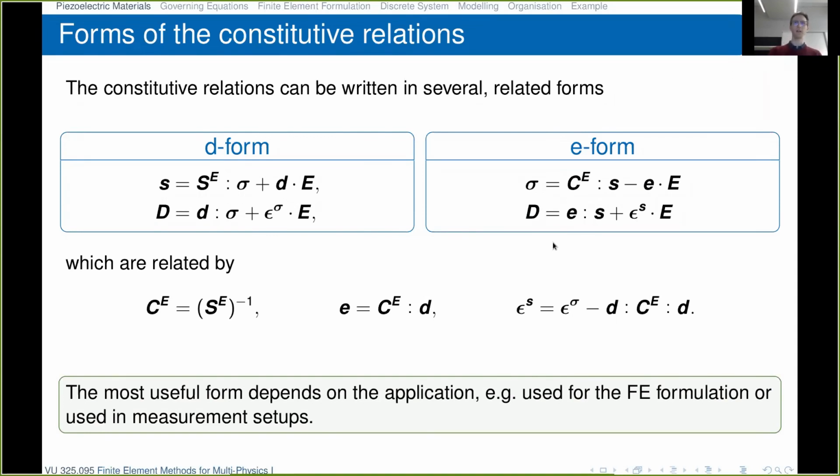The usefulness of the different forms depends on the application. For example, if we want to implement the finite element formulation, we'll choose the e form, since in the finite element formulation we have the sigma, and usually we want to insert our material law for the sigma in the balance of momentum. On the other hand, if we do measurements, for example, and we apply sigma and want to measure the strain, then the d form might be more useful.